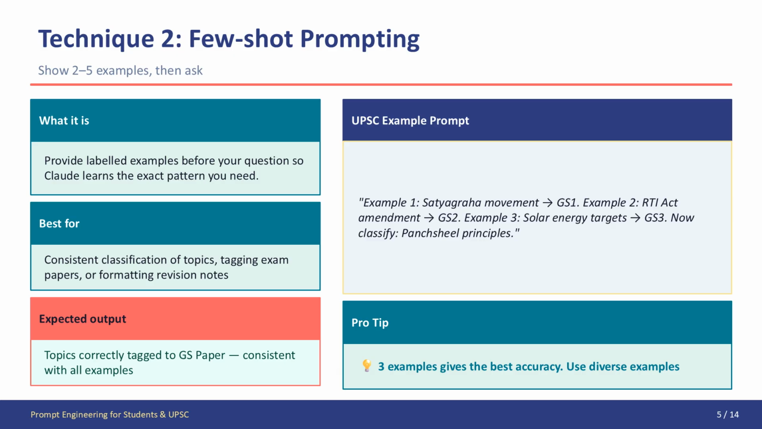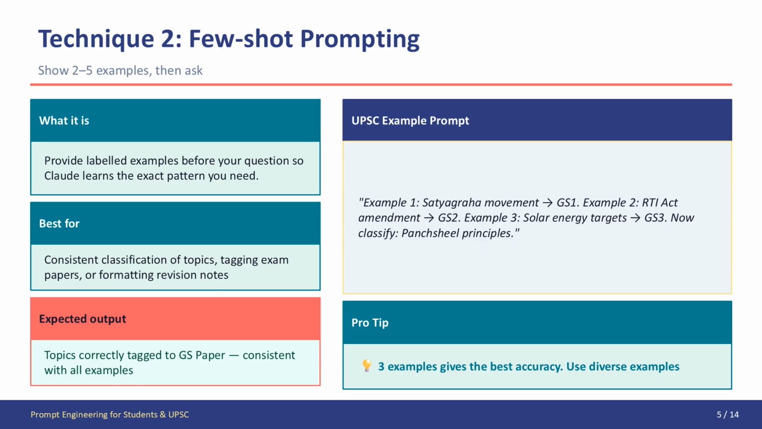You give AI LLM 3 to 5 labeled examples, and it learns your exact pattern. Example 1, Satyagraha movement. GS1. Example 2, RTI Act Amendment. GS2. Example 3, solar energy targets. GS3. Now classify. Panchsheel principles. AI LLM responds: GS1. History in India's foreign policy.